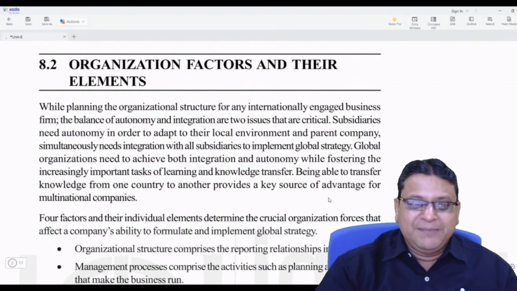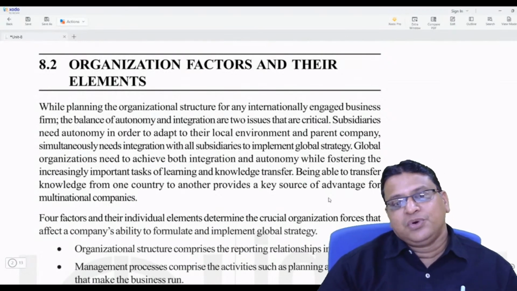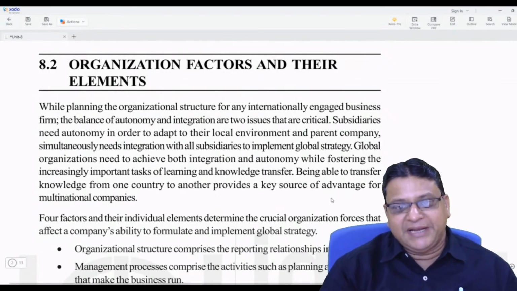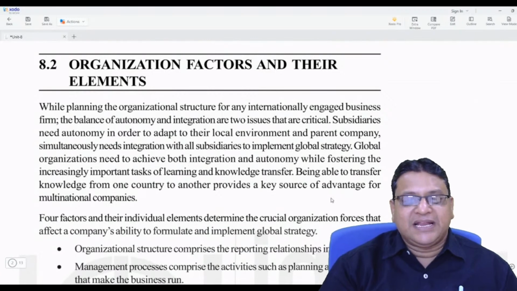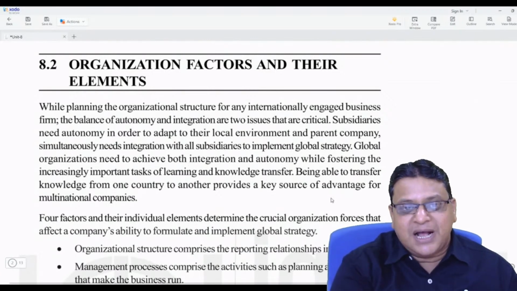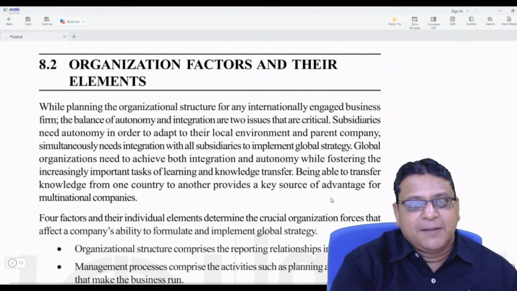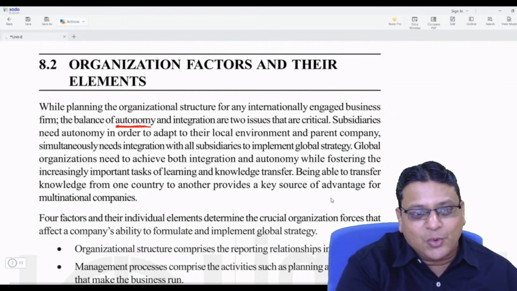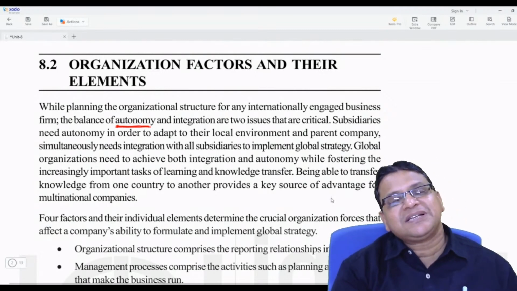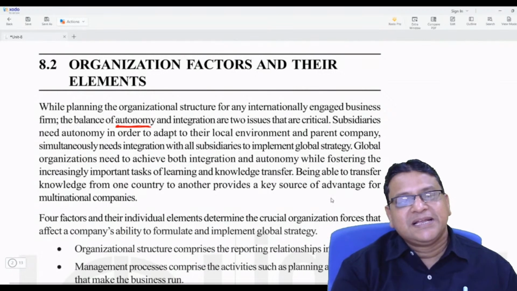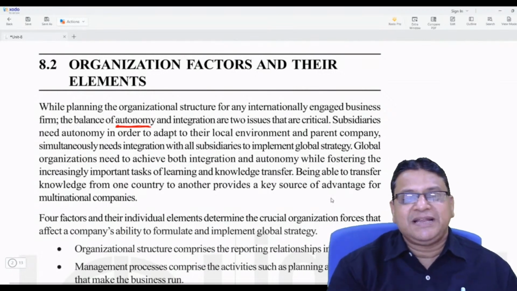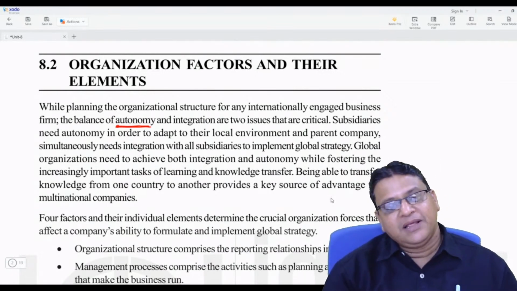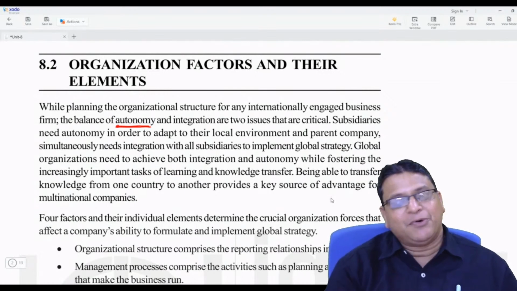There are two important issues which must be kept in mind while designing an organization. The two issues are: one is autonomy. The subsidiary company generally needs autonomy. Generally, international organizations operate in a parent subsidiary model. What is the parent subsidiary model? The holding company and subsidiary company model.